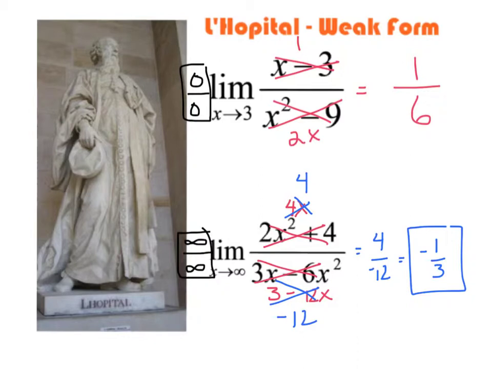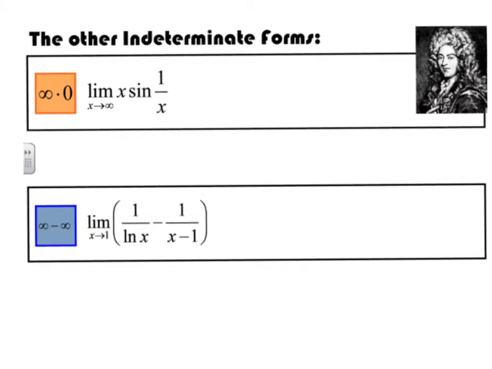Now, this is actually what's called the strong form of L'Hopital, because this is what we're going to take every other indeterminate form and aim for. So when I say weak form up here, I mean these forms that we've already used, this is how we're going to use those to do harder problems. So for example, here are 2 more indeterminate forms. 0 multiplied by infinity, and infinity minus infinity.